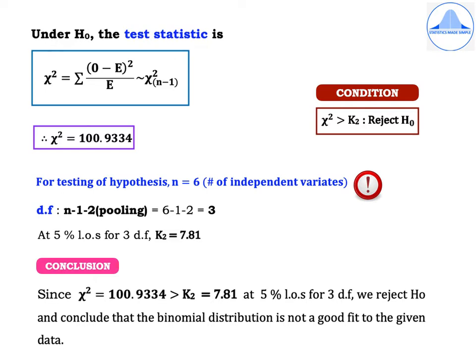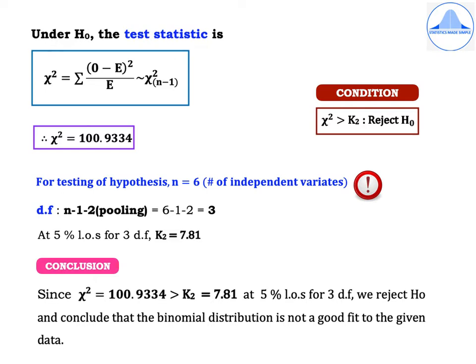Initially, when we fit the binomial distribution, n is the last value in the x column. So when we fitted the binomial distribution, we took n as 5 because for the binomial distribution, the range is 0, 1, 2, so on till n. N was taken as 5. But in testing of hypothesis, in the degrees of freedom, n stands for the number of independent variates, and so n is equal to 6. So the degrees of freedom is n minus 1, and because we have pooled twice, that is once at the beginning and once at the end, we have to reduce 2 degrees of freedom. So you get 6 minus 1 minus 2, which is equal to 3.